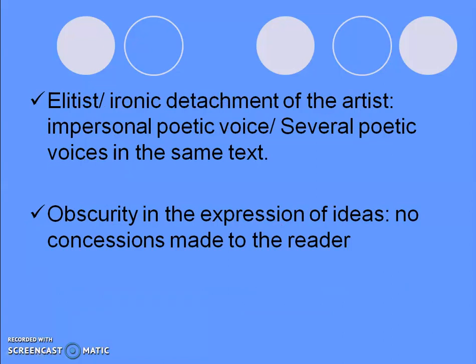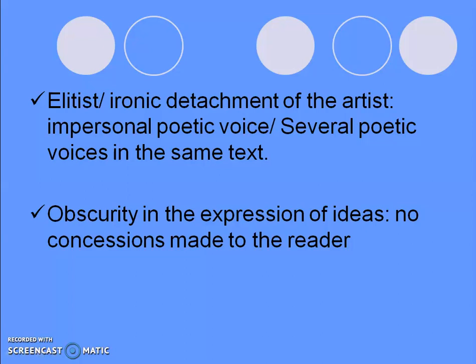So, what was the result? There was an elitist detachment of the artist. The artist was not writing to be understood, but he was making art for art's sake. So, the obscurity in the expression of ideas meant that these texts were read by an elite, and very often these modernist writers would get together and read their texts to one another.